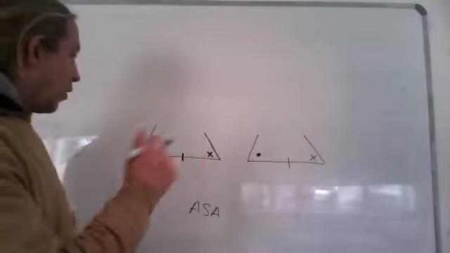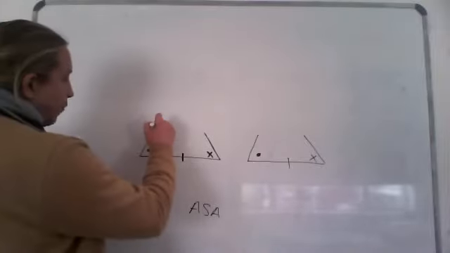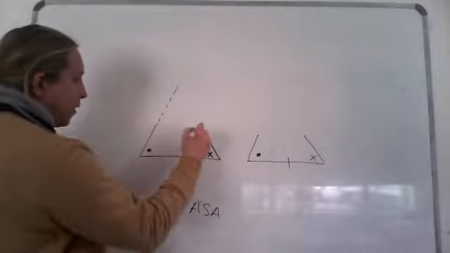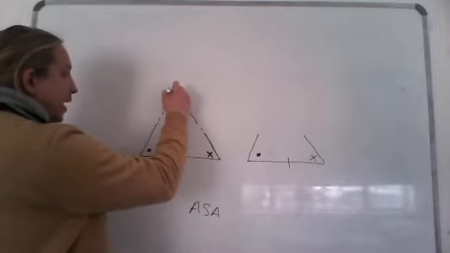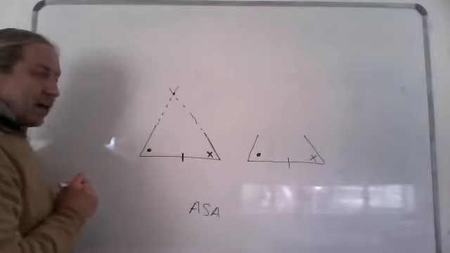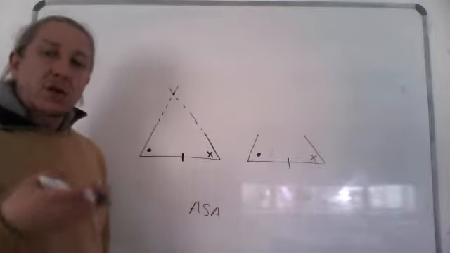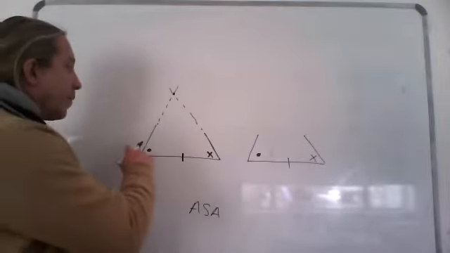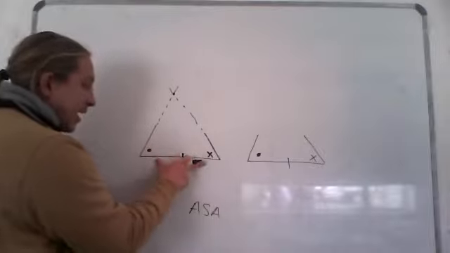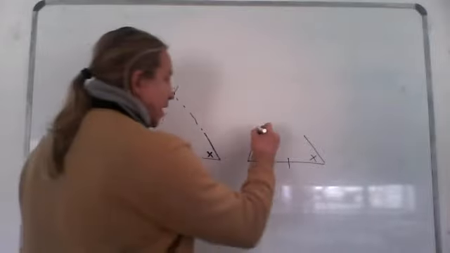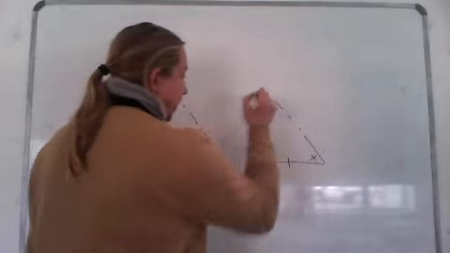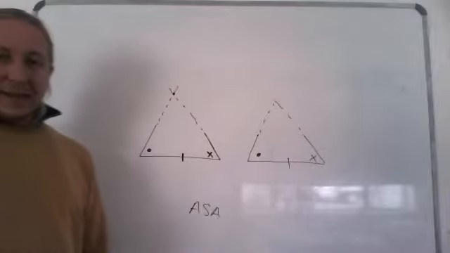Why? Well, because we have these two angles. So if we just extend this line up, extend that line up, that will give us the third point of the triangle. There's no ambiguity here. It can't be anything else because these angles are fixed and that distance is fixed. Okay, so the same thing over here. These two triangles will be exactly the same.